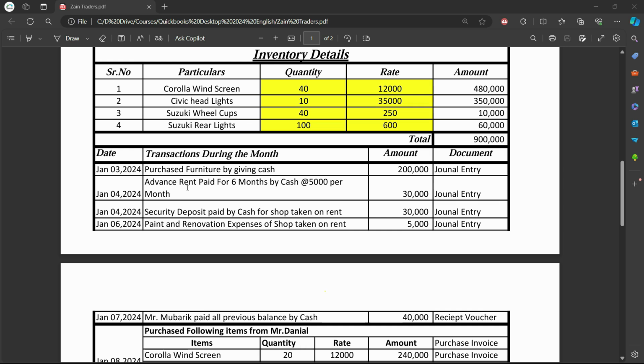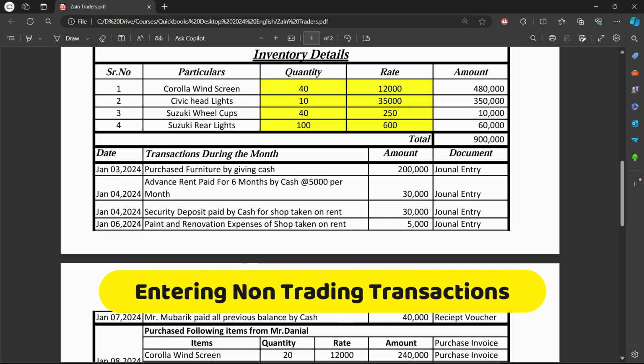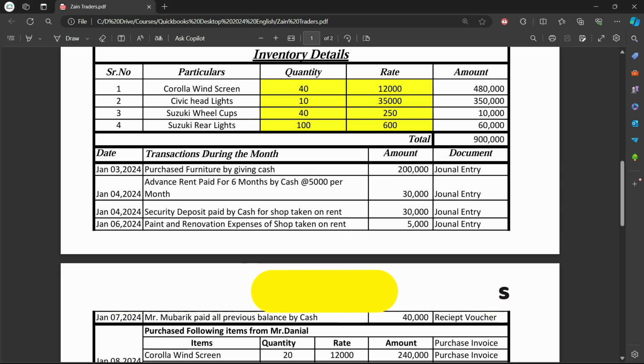In this video, we will see how you can enter the non-trading transactions in QuickBooks. So let's get started.